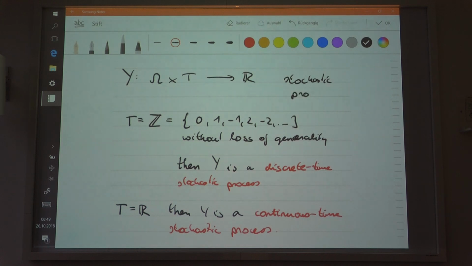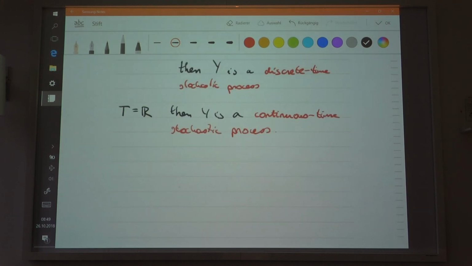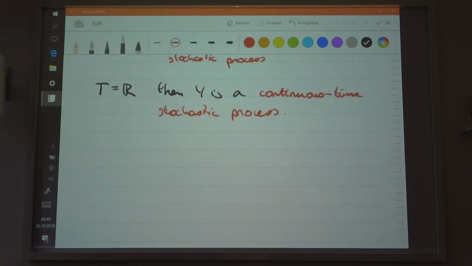And what we do now is we're going to fix the time. So we look at the random variables. Basically, we are looking at the realizations of the random variable. So we're going to fix the time. What you have is a function that is only depending on the outcomes of the random experiment. So in that case, what you have here is a random variable, of course.